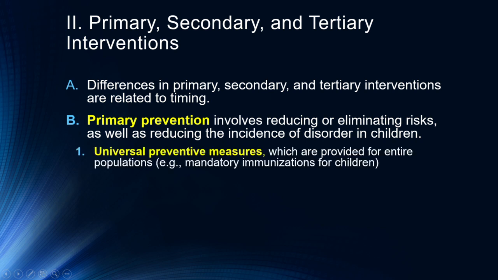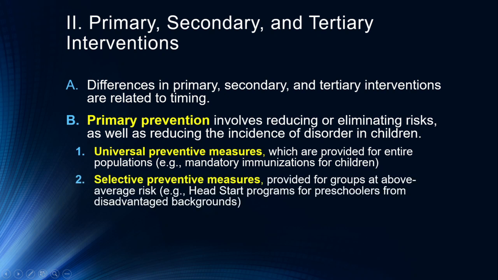Universal preventative measures are provided for entire populations, theoretically. Mandatory immunizations for children are universal preventative measures. Eliminating lead-based paint is a universal preventative measure. Supposedly in the United States, we're all supposed to have safe drinking water. Unfortunately, we're starting to learn that there are still lots of lead pipes, etc. In fact, at the house I live in right at the moment, Denver Water is getting ready to do some work, and as a result, we're drinking filtered water because of the potential for lead contamination.